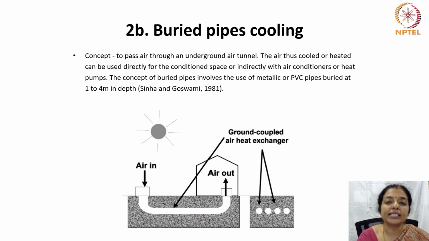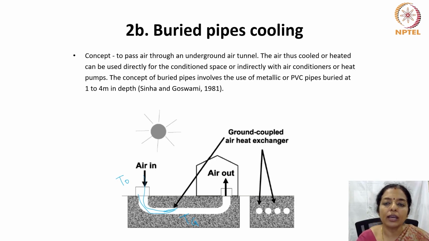Our main interest is buried pipes cooling, and the concept of this is to pass air through an underground air tunnel. The air gets cooled or heated depending upon the temperature outside and the temperature of the ground. This air can be used directly for a conditioned space or indirectly with air conditioners or heat pumps. So you can send this air to the AHU, because of which there is a lot of savings of energy, or you can send it directly to the room.